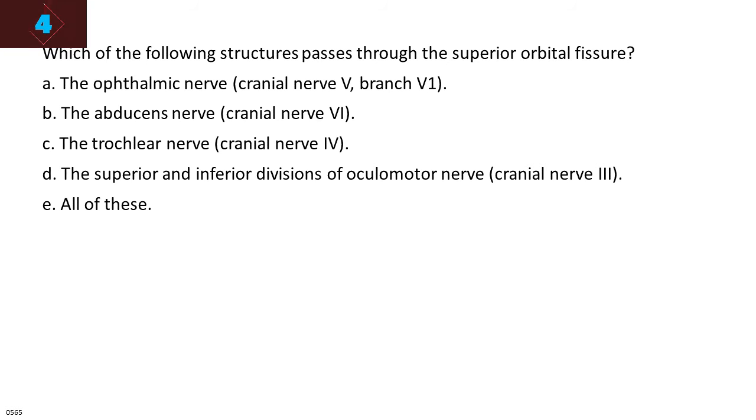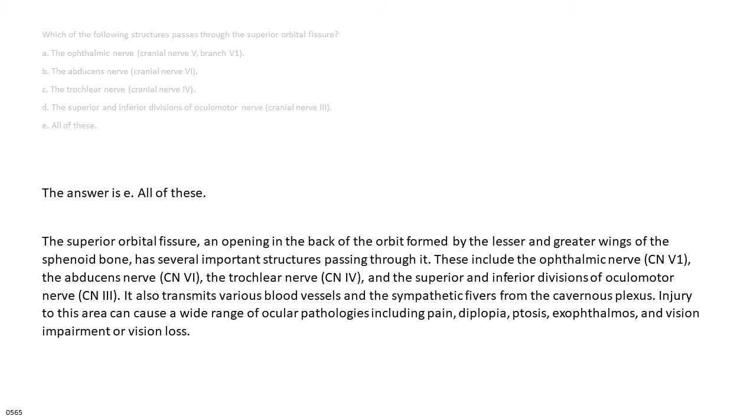The answer is E. All of these. The superior orbital fissure, an opening in the back of the orbit formed by the lesser and greater wings of the sphenoid bone, has several important structures passing through it. These include the ophthalmic nerve, CN5, the abducens nerve, CN6, the trochlear nerve, CN4, and the superior and inferior divisions of the oculomotor nerve, CN3. It also transmits various blood vessels and the sympathetic fibers from the cavernous plexus.